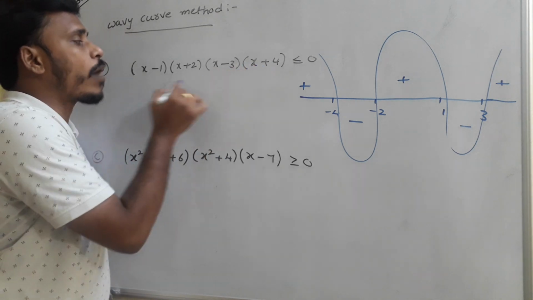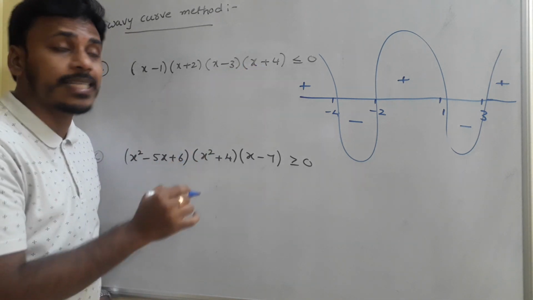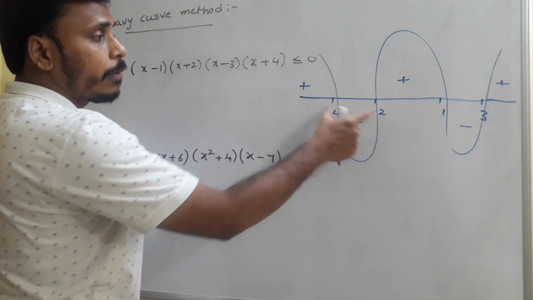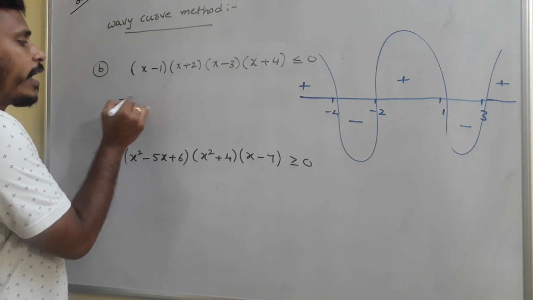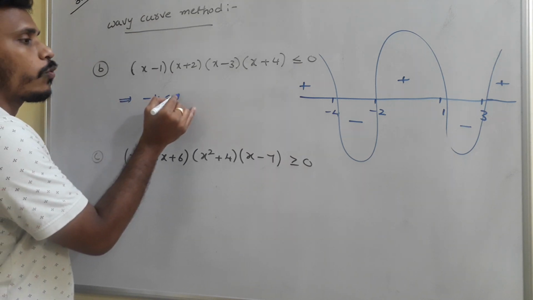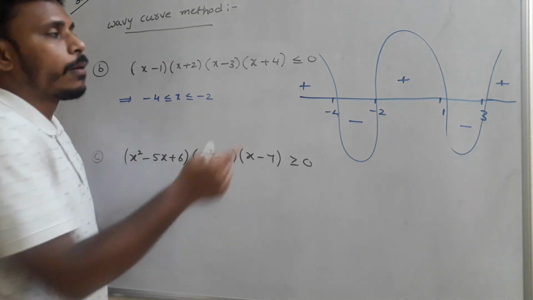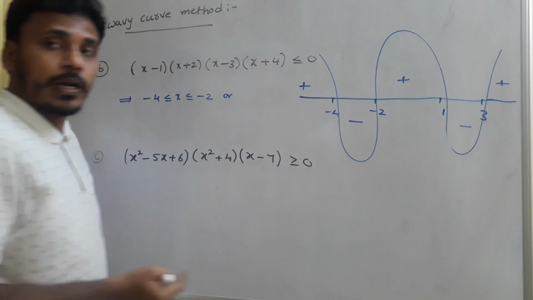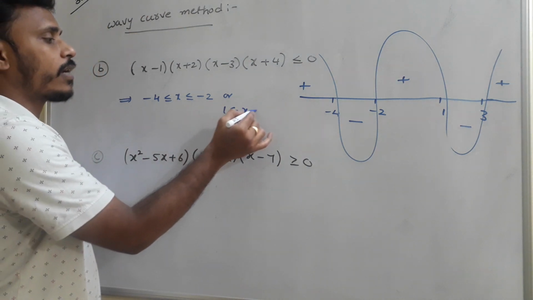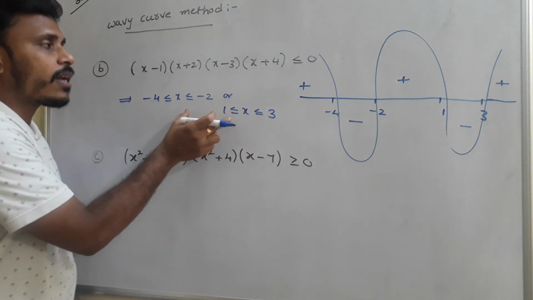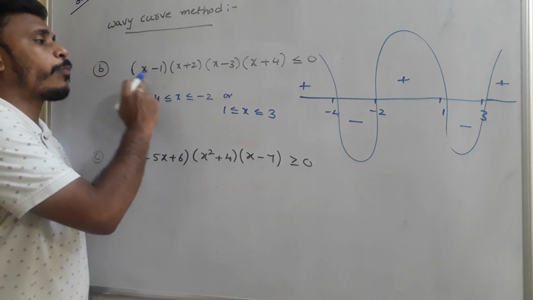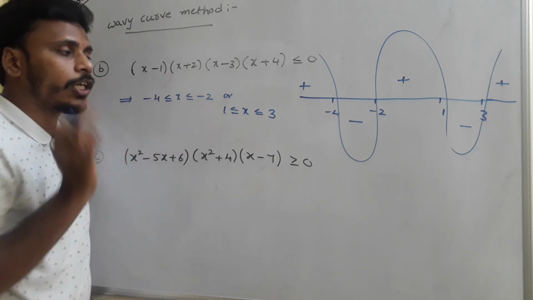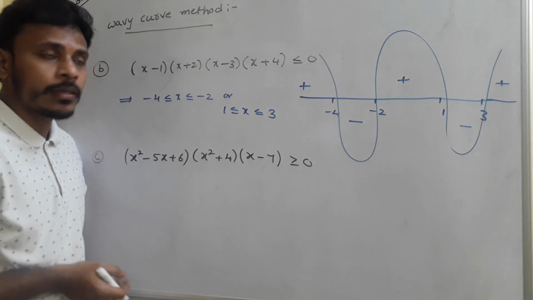Our intention is to identify the values of x whenever it is less than 0. From this analysis, it is less than 0 in between minus 4 and minus 2. So the values of x are minus 4 less than or equal to x less than or equal to minus 2, because equality is given, or the values which are in between 1 and 3: 1 less than or equal to x less than or equal to 3. So these are the final values of x for which the polynomial is less than or equal to 0. Like that we need to identify. Okay? That's one thing.